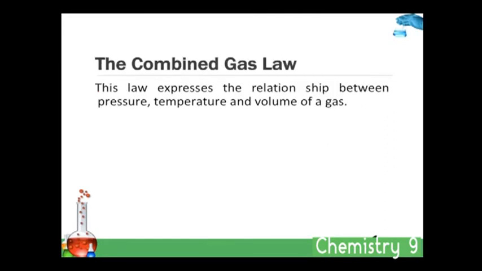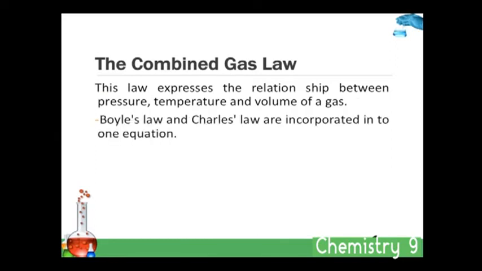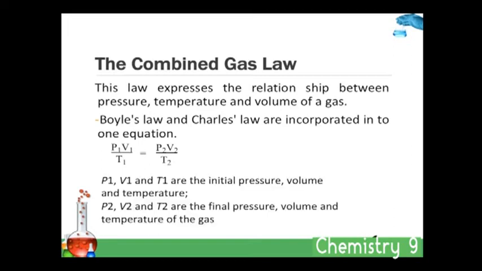We can combine these two gas laws to express the relationship between pressure, temperature, and volume of gas. Boyle's law and Charles's law are incorporated into one equation: P1 V1 divided by T1 equals P2 V2 divided by T2. Pressure 1, volume 1, and temperature 1 are the initial conditions. P2, V2, and T2 are the final conditions.